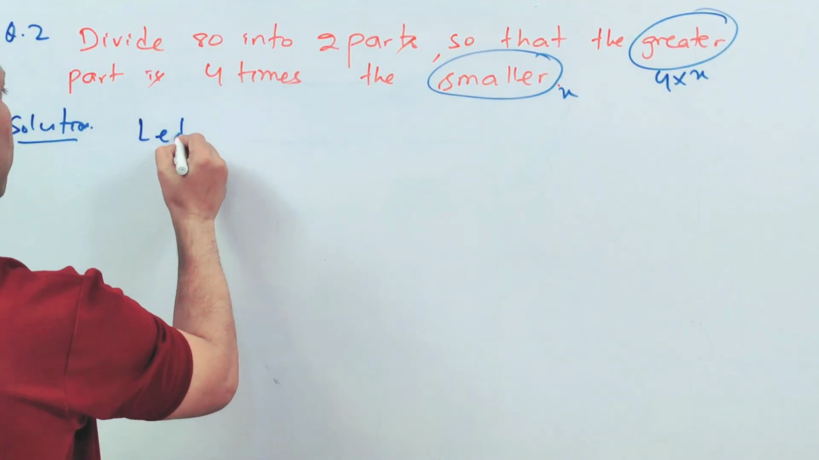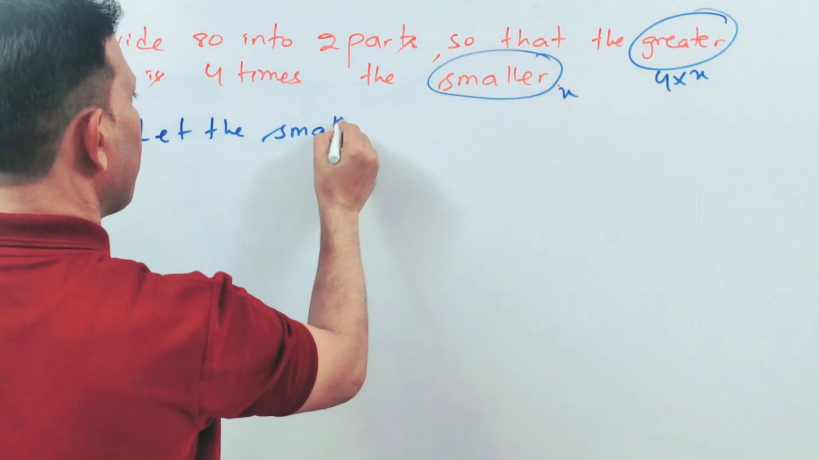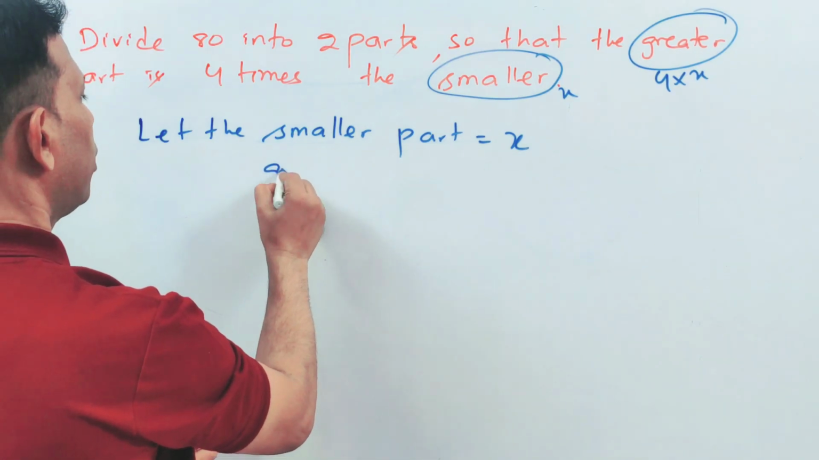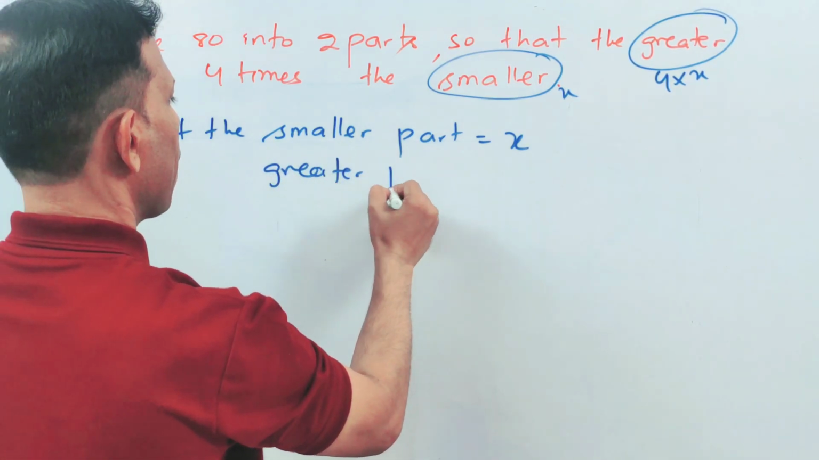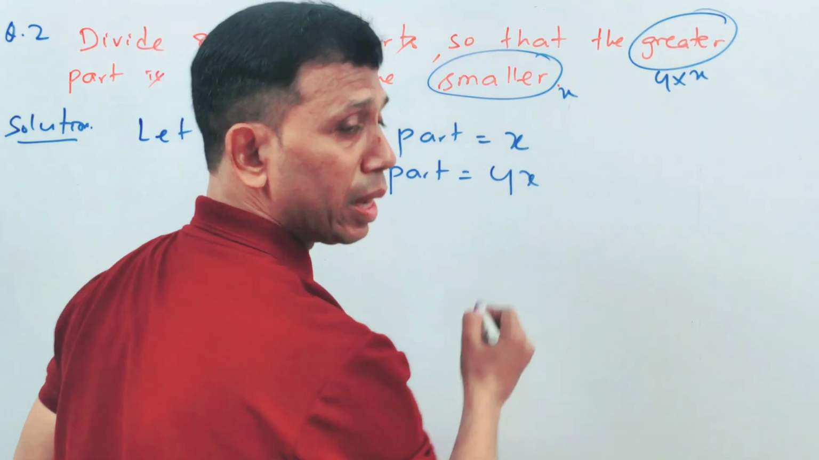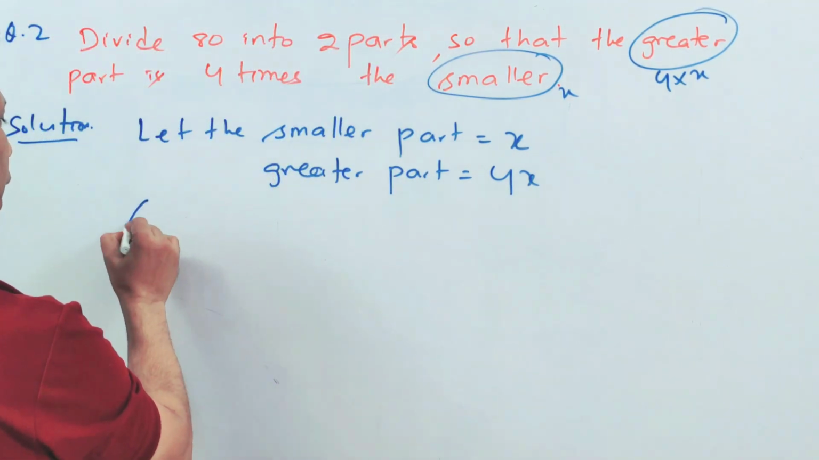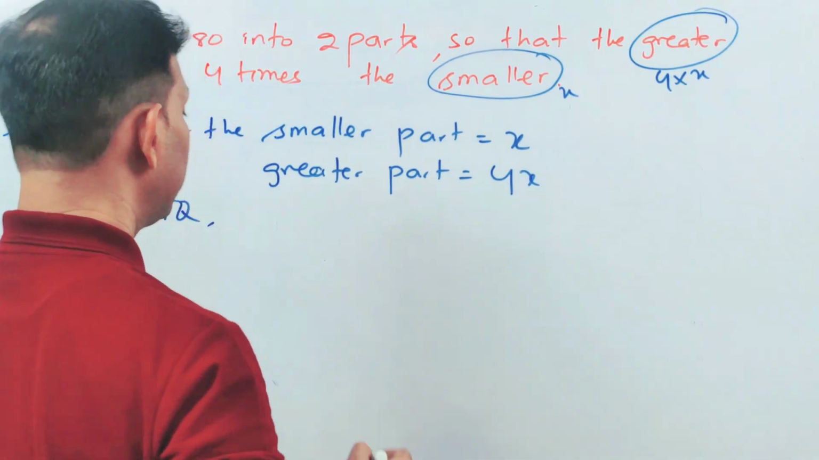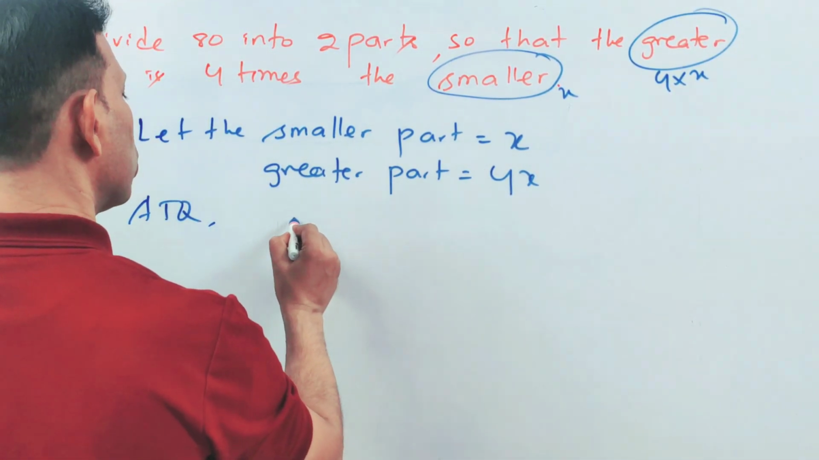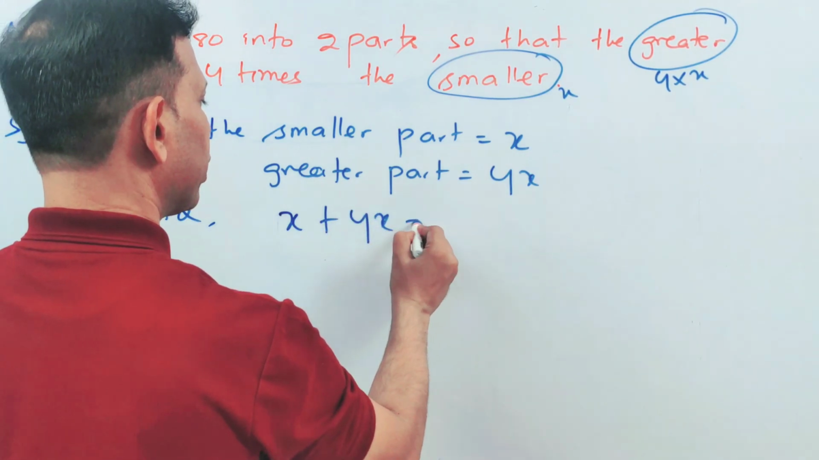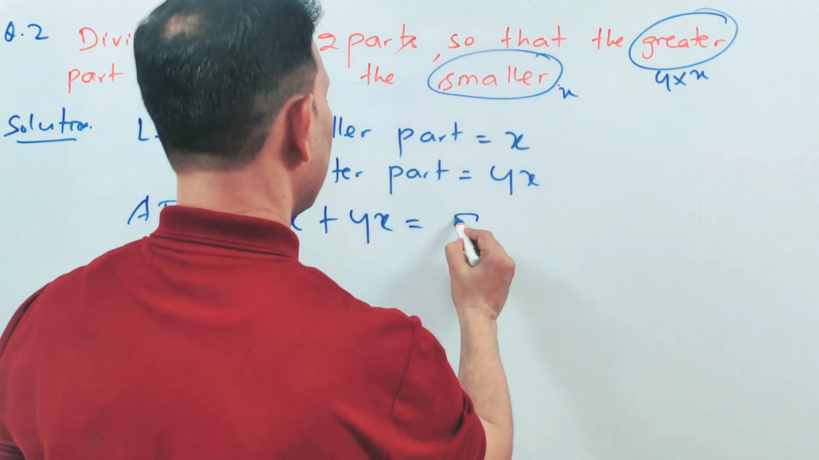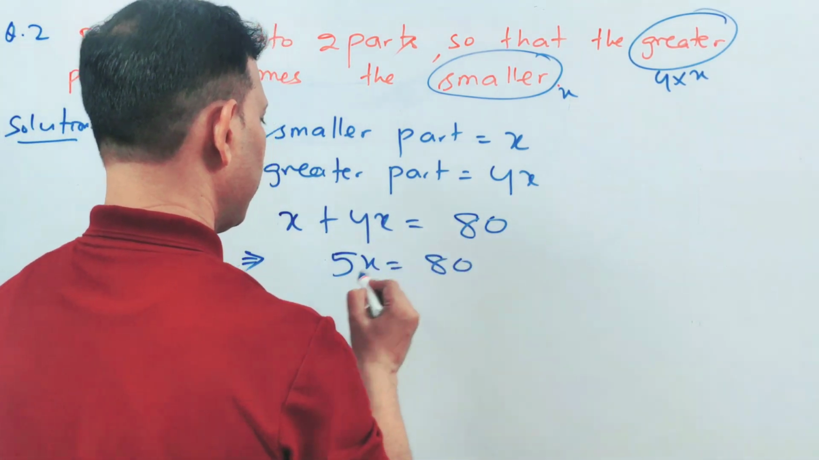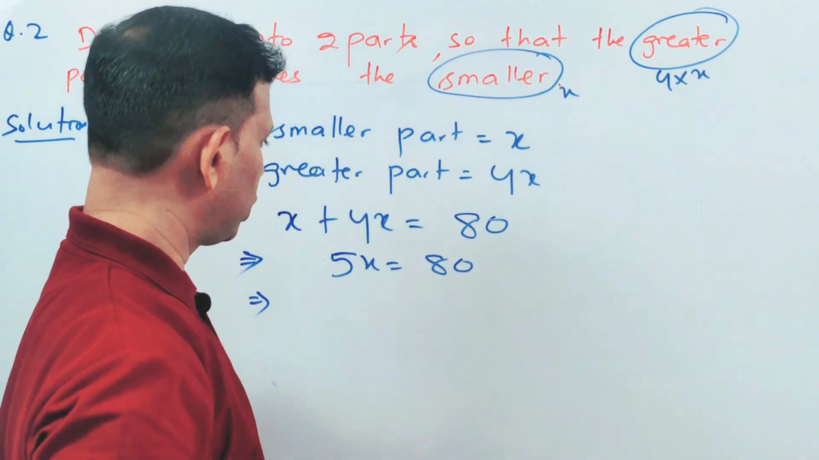So solution: let the smaller part be equal to x, the greater part is equal to 4 times the smaller part, so 4x. But according to the question, the greater part and smaller part you have got are from 80, right? So according to the question, smaller part plus the greater part, the sum is 80. Implies that 5x is equal to 80.